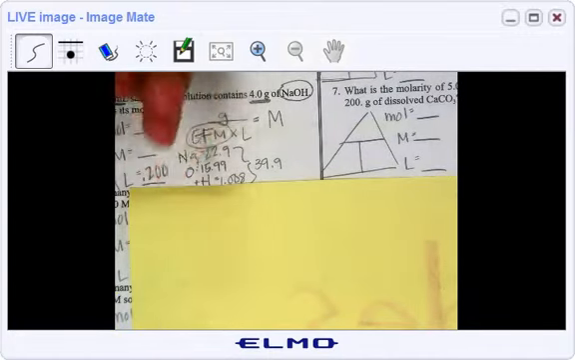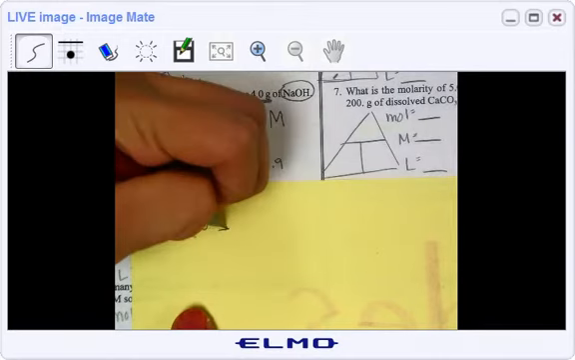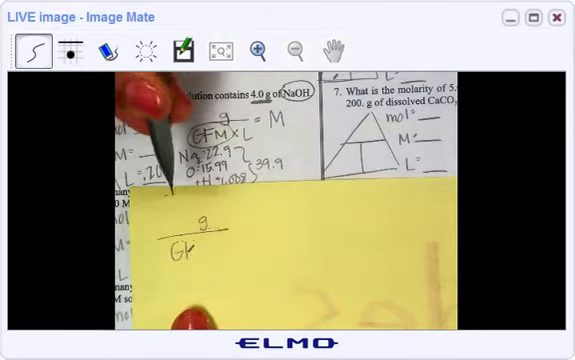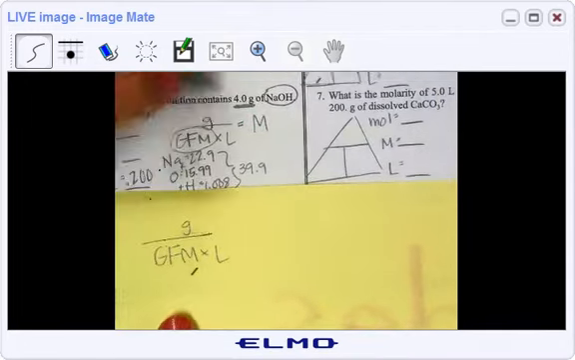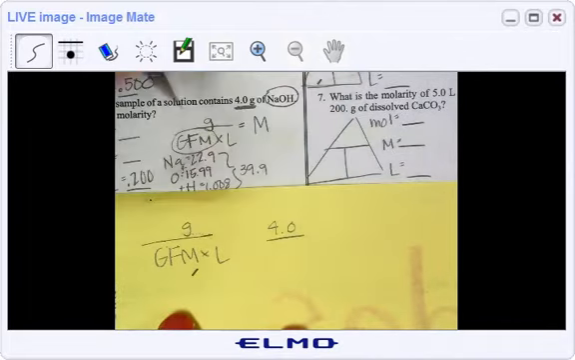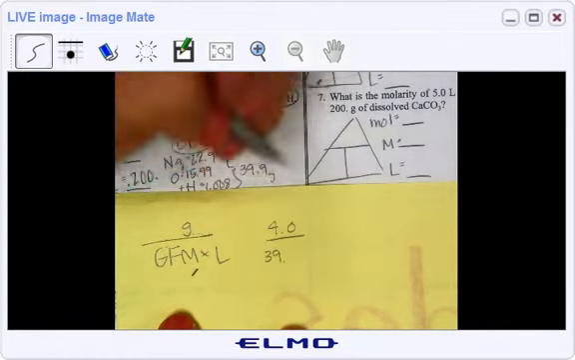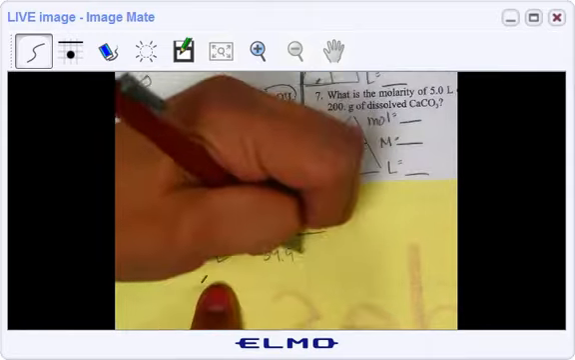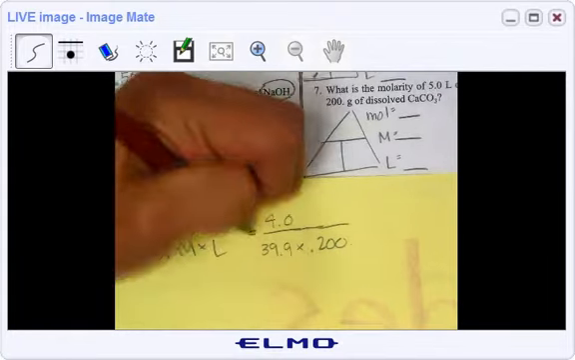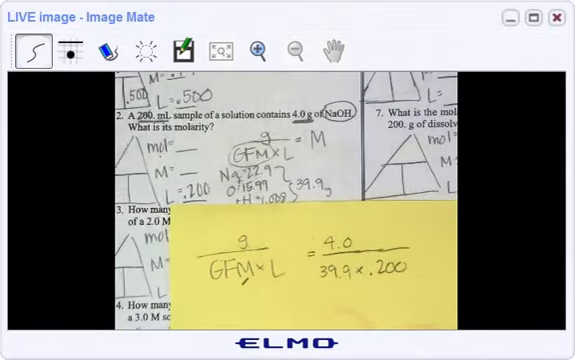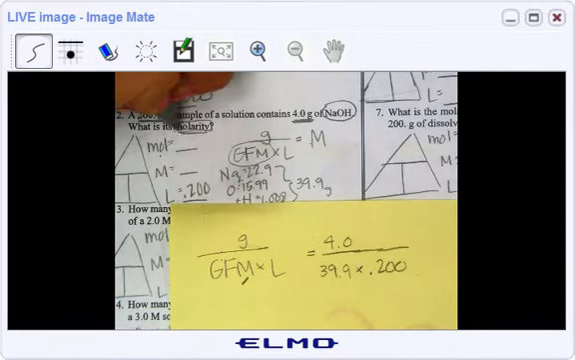So the formula is G over GFM times L. And my numbers are for G, 4.0. My GFM is 39.9. And my liters is 0.200. Okay, and this is going to give me what? What are we solving for again? What's the capital M? Molarity. We'll underline it here. We are looking for molarity, which is concentration.